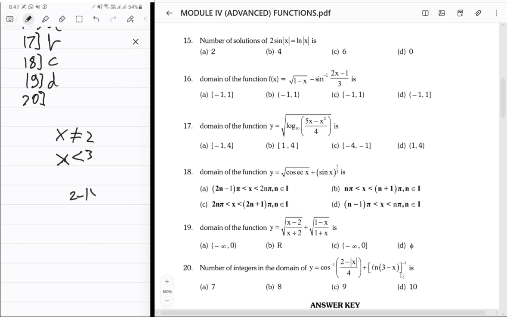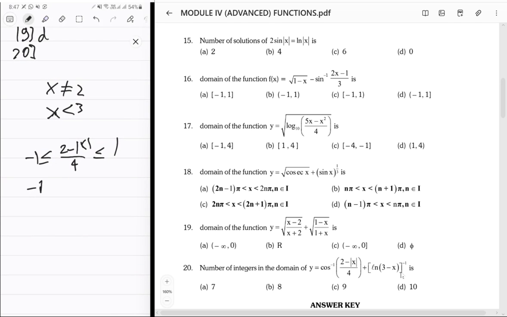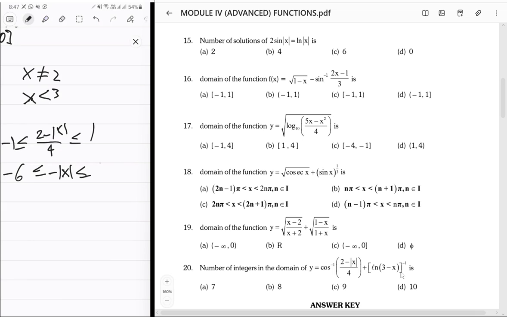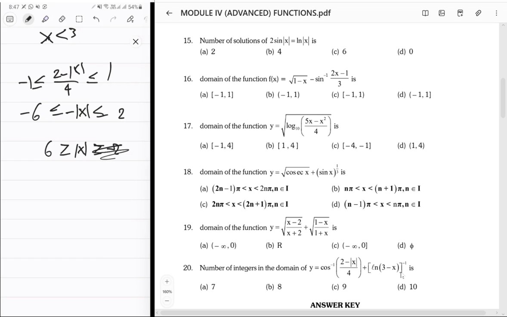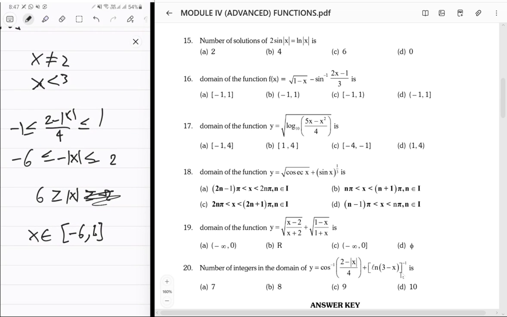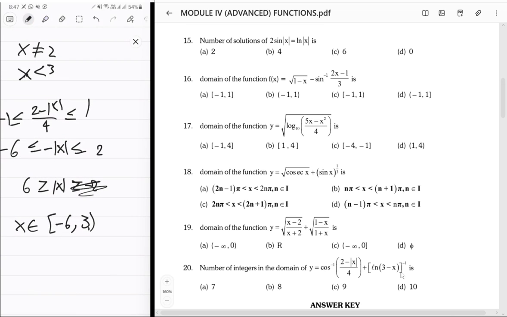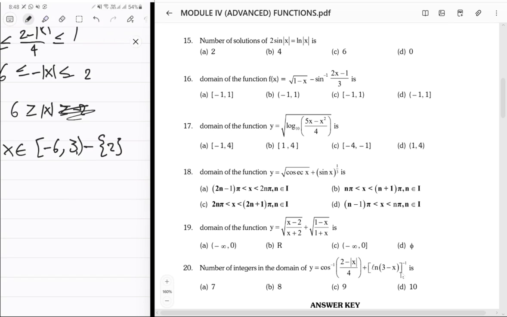This thing: 2 minus mod x upon 4 should lie between 1 and negative 1. So negative 4 minus 2 is negative 6; negative mod x goes over there; 4 minus 2 is just 2. So mod x is bigger than or equal to negative 2 and less than or equal to 6. Obviously, mod x is less than or equal to 6. So x belongs to negative 6 to 6, but remember it's actually less than 3. So it should be negative 6 to 3, but 2 is not allowed. So it's this range except 2.